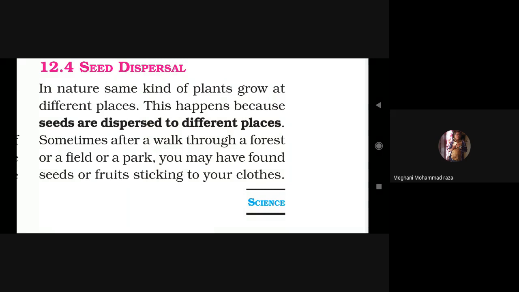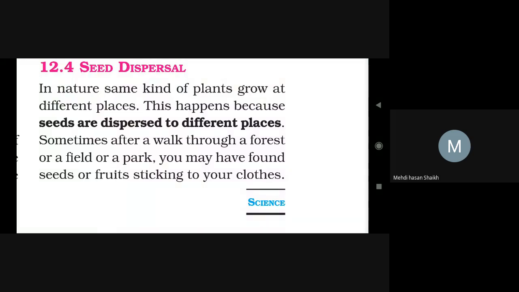How is a seed moved from one place to other place? You know, we are eating mango. Inside the mango, there is a seed. We are eating orange. Inside there is a seed, white color. We eat chiku. Inside the chiku, there is one black color seed. We eat watermelon. Inside there are many black seeds. Now, my question is how these seeds move from one place to other place.